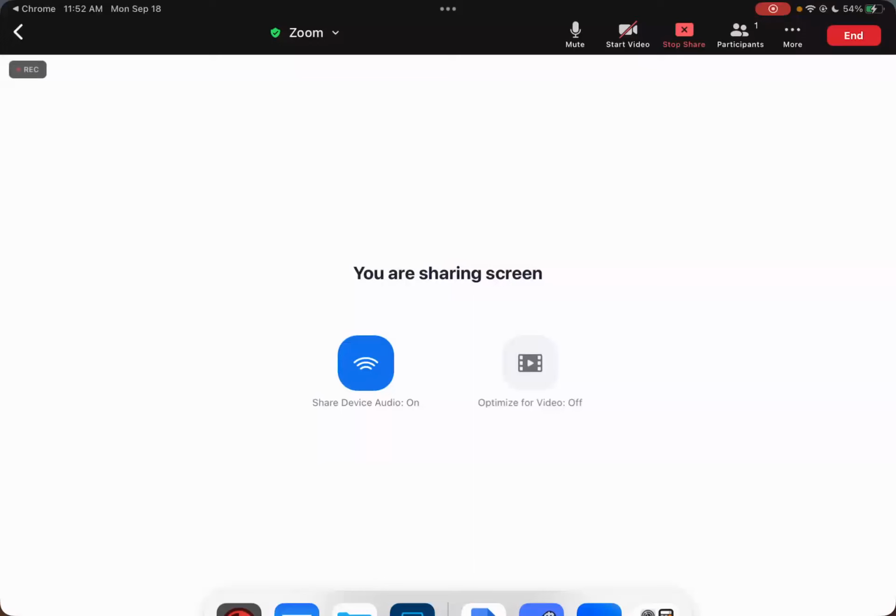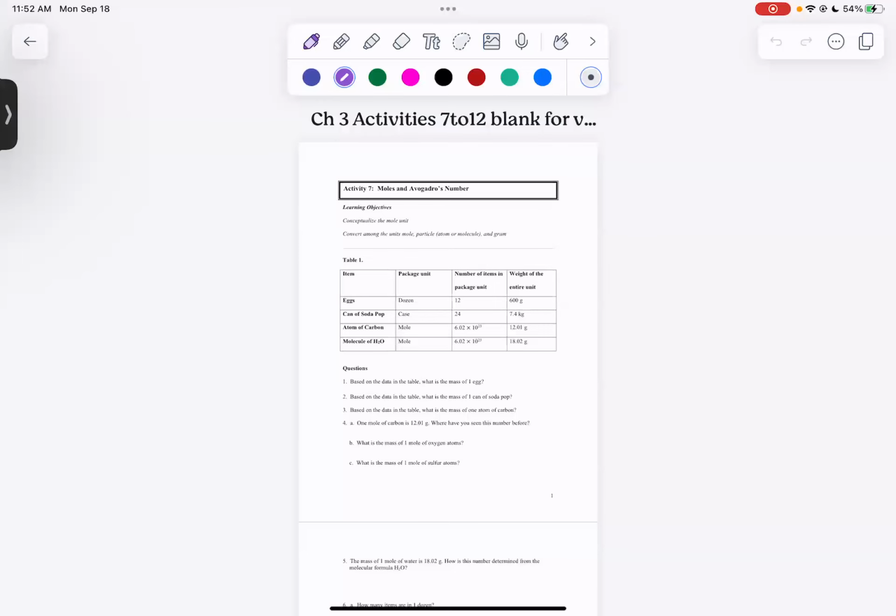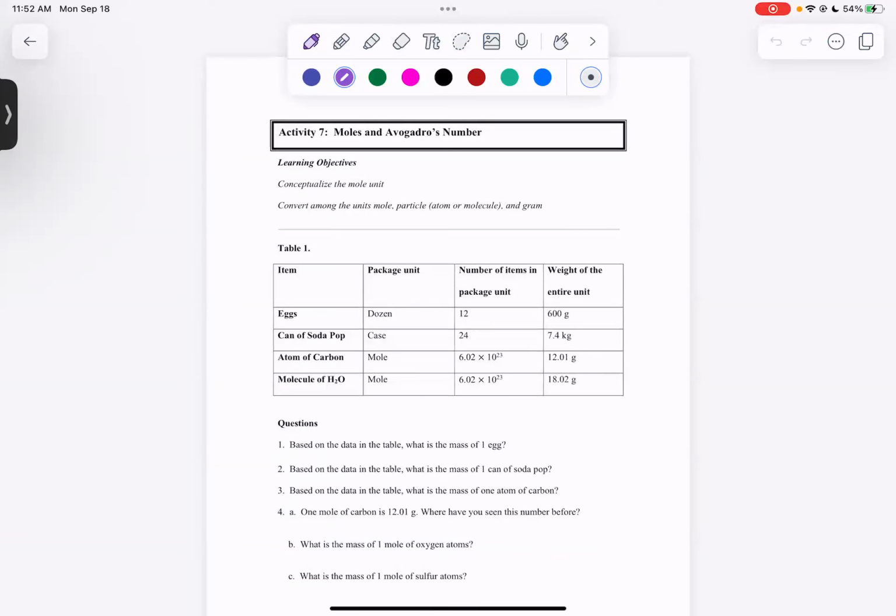Okay, so now we are going to do a review, to see if all of this loads, for moles and Avogadro's number.